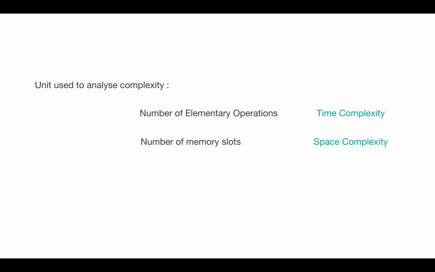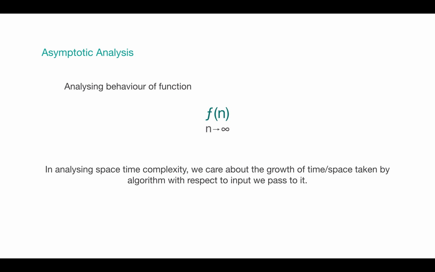Now let me sum up what we discussed till now and make this clearer. In order to analyze the complexity of any algorithm, we actually analyze the behavior of the function as the input of the function increases and tends toward a value like infinity. That's called asymptotic analysis, where in analyzing space-time complexity, we care about the growth of time or space taken by the algorithm with respect to the input we pass to it. We'll mostly discuss time complexity throughout the course, but space complexity is equally important and is calculated in the same way.